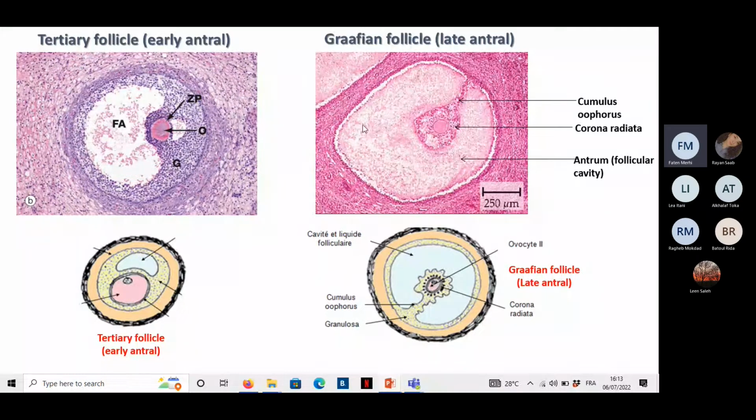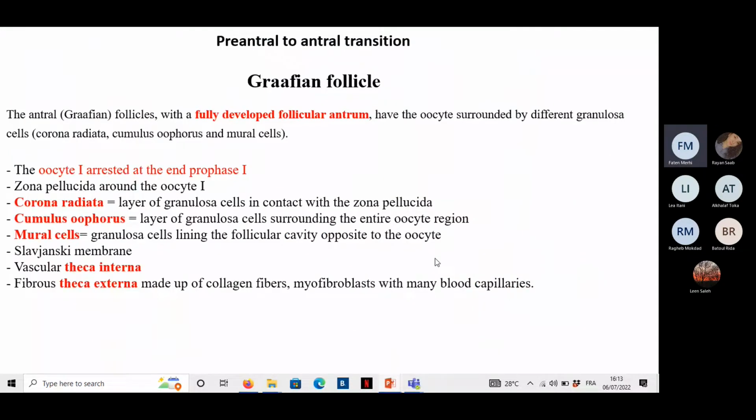This is a tertiary follicle. We can see that we have an increase in the volume of the antral fluid, in the size of the antrum, which is much bigger. And here we have the follicular cells organized into a corona radiata, a cumulus oophorus, and mural cells. We have also the membrane of Slavjensky and the theca interna and externa that will also be present. And they are telling you that the theca externa is a fibrous layer made of collagen fibers, myofibroblasts, and blood capillaries.